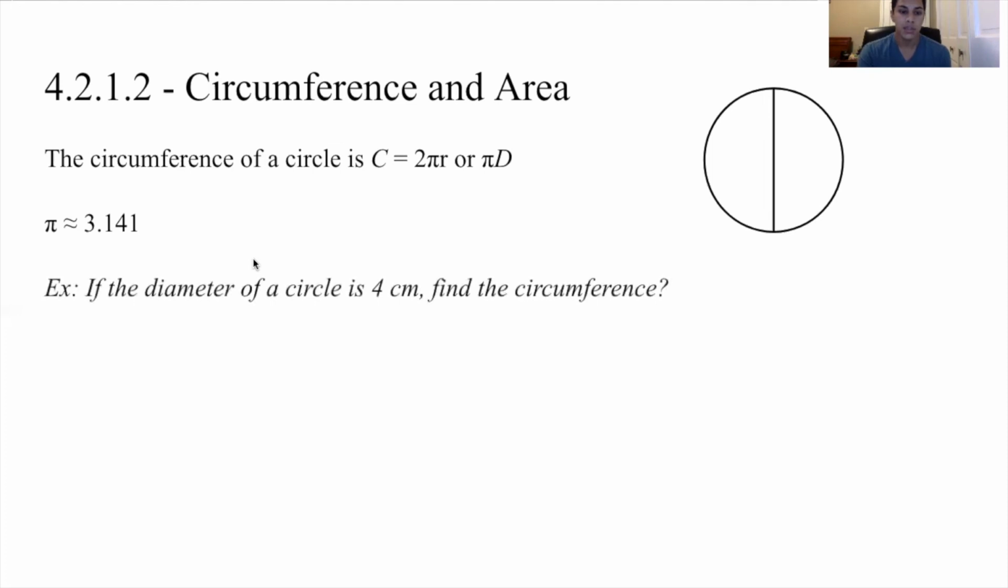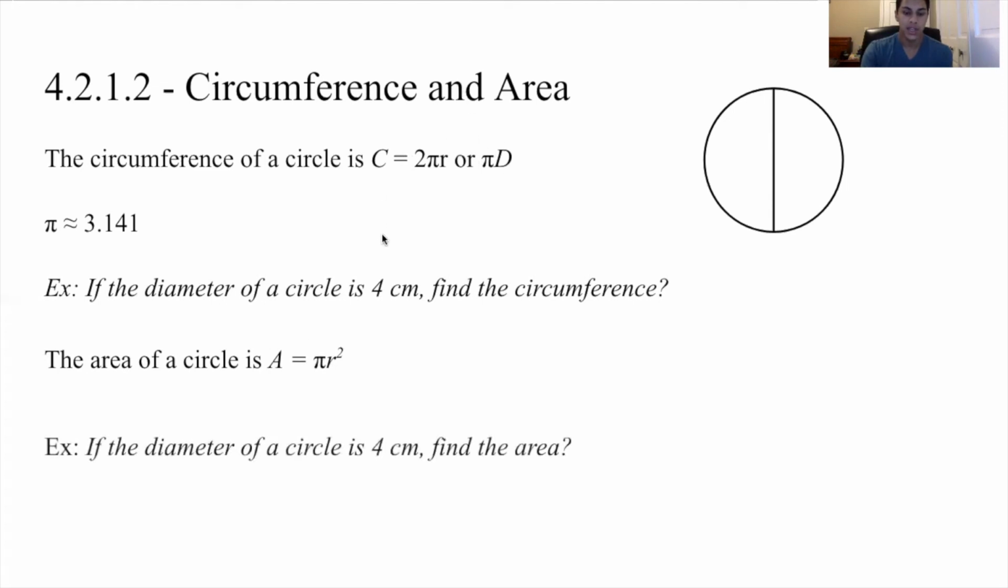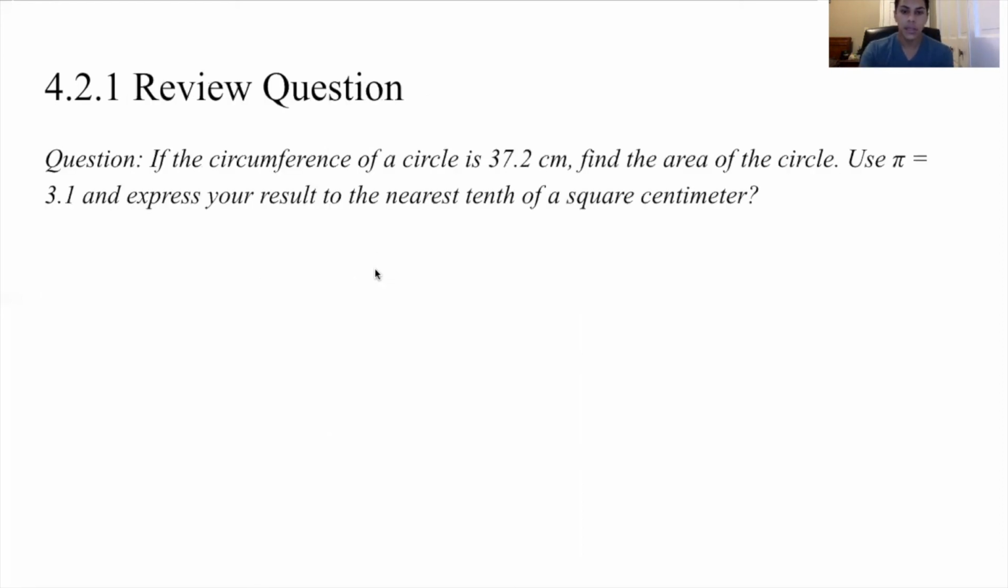And then we did a practice question where we found that if the diameter of a circle is 4 centimeters, then the circumference is 12.56 centimeters. Then next we talked about area, where the area of a circle is pi times r squared. So we have to use radius in this case instead of diameter, which is easier in circumference. And then we did a practice question with that where we found that the area of a circle with a diameter of 4 centimeters is also 12.56 centimeters squared. Then we did a review question where we found the area of a circle based on the circumference, which was 111.6 centimeters squared, and I labeled it incorrectly.